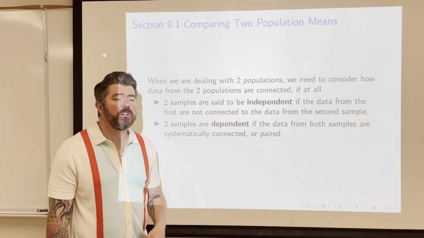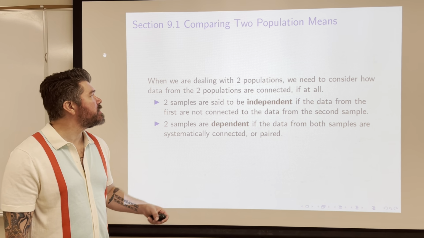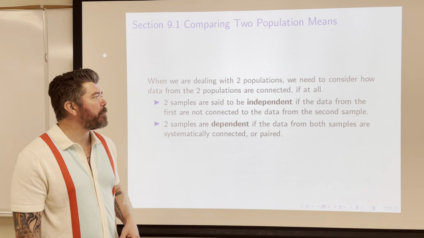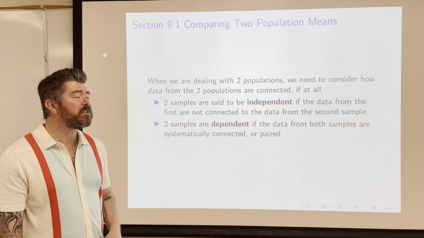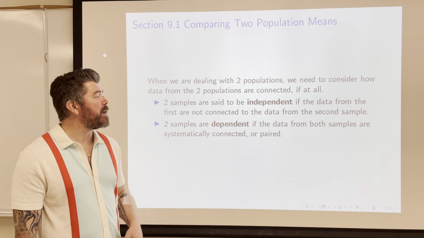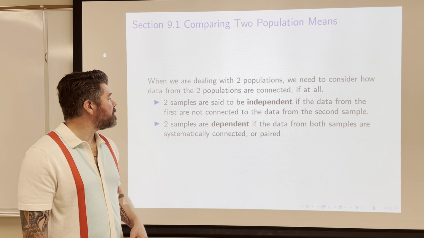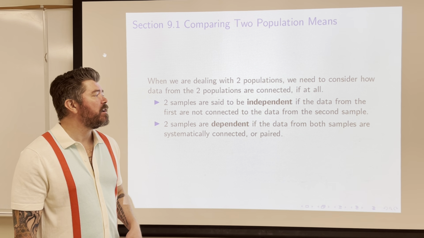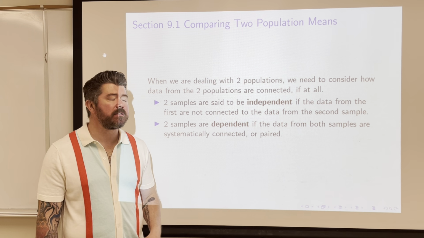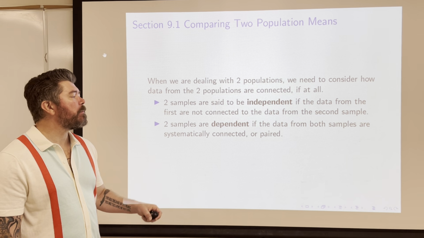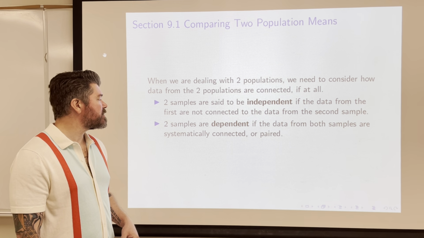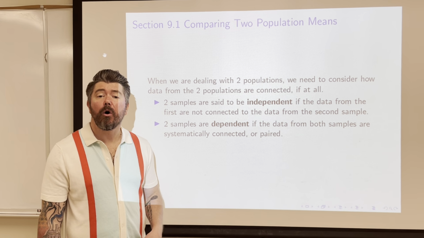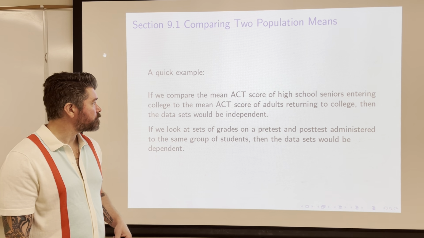When we are dealing with two populations, we need to consider how data from the two populations are connected, if at all. Two samples are said to be independent if the data from the first are not connected to the data from the second sample. Two samples are dependent if the data from both samples are systematically connected or paired.